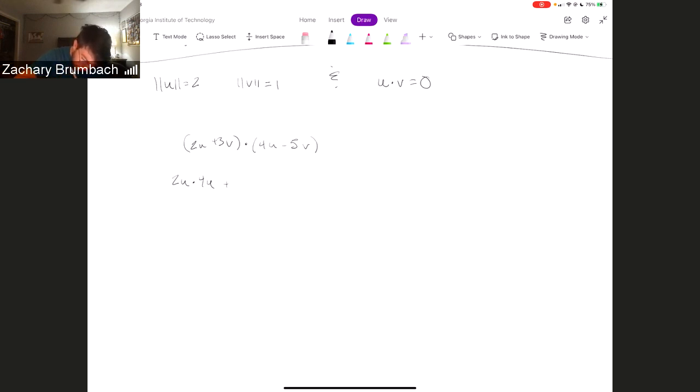plus 3v dotted with 4u? I'm not doing this in FOIL order, but regardless, plus 2u dotted with negative 5v plus 3v dotted with negative 5v. Right off the bat, we have a v and a u dotted together, so these just go to 0.